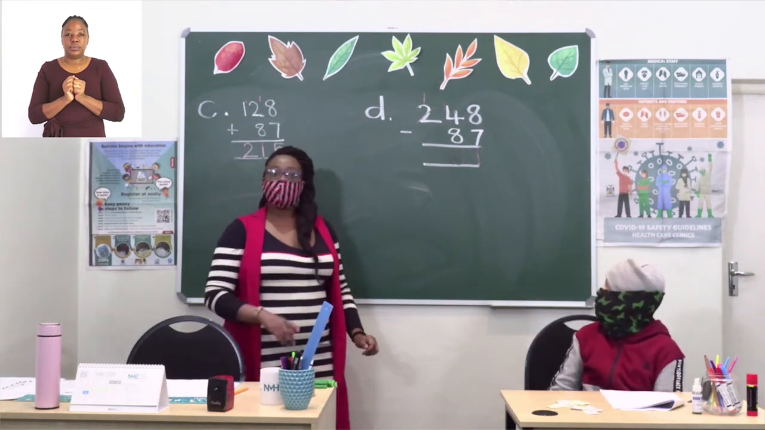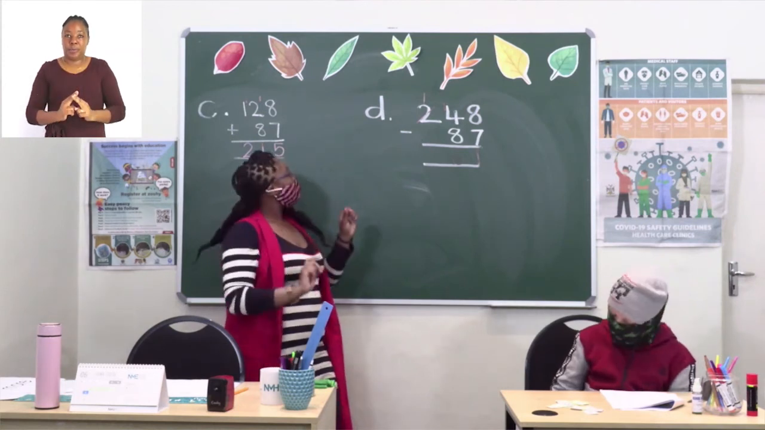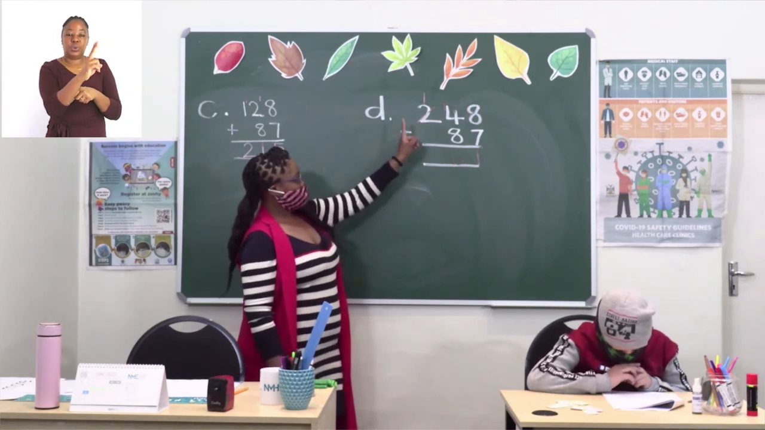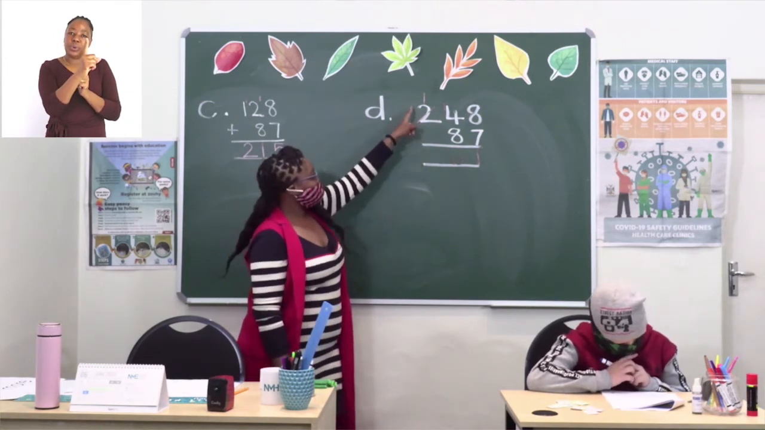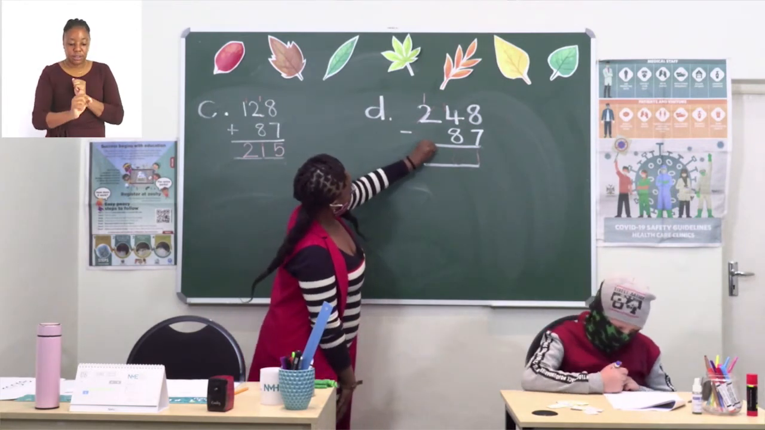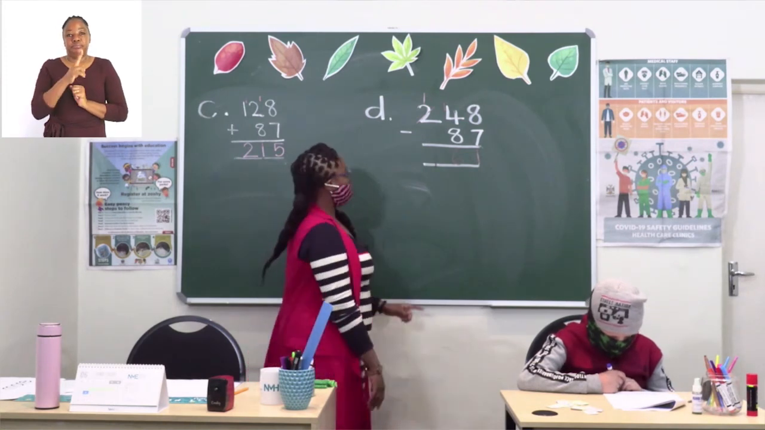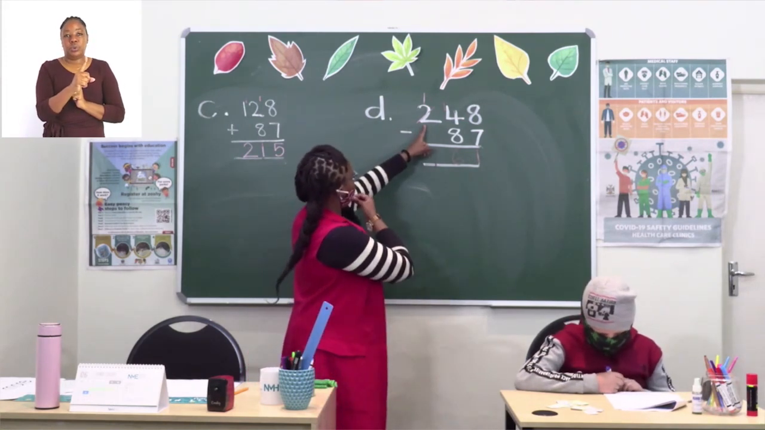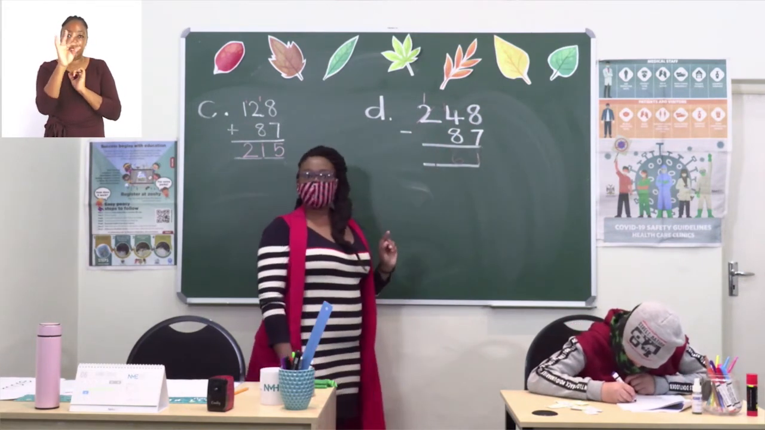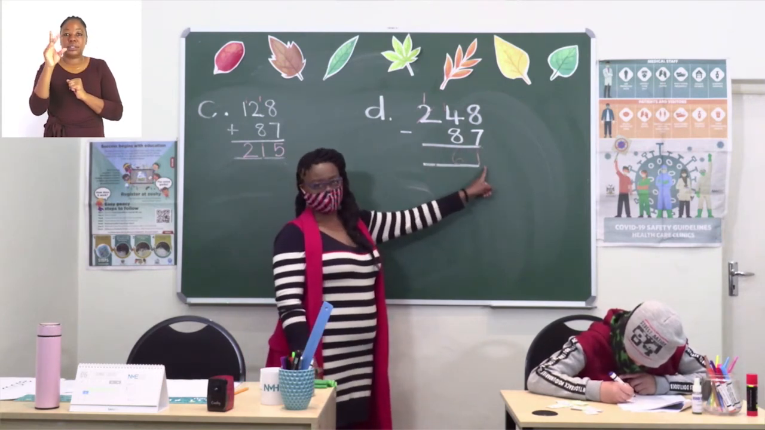And then, remember, we took away one digit from the number 2. So it has become 1. And it says 1 minus nothing. Since there is nothing to take away from 1, it becomes 1. So our answer becomes 248 minus 87 equals 161.